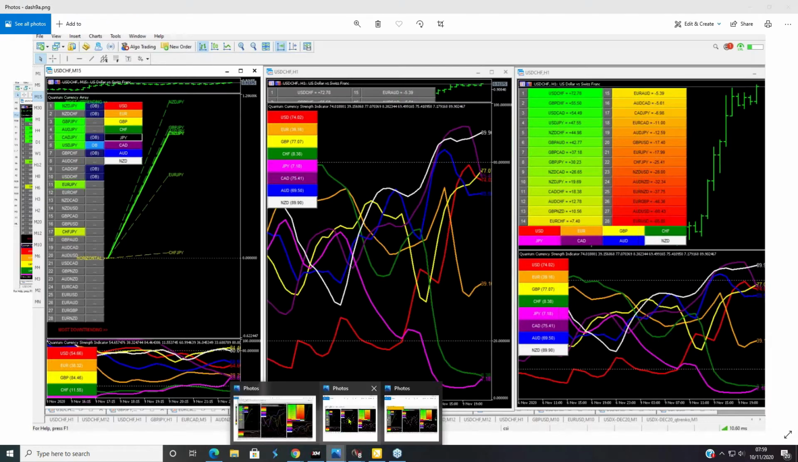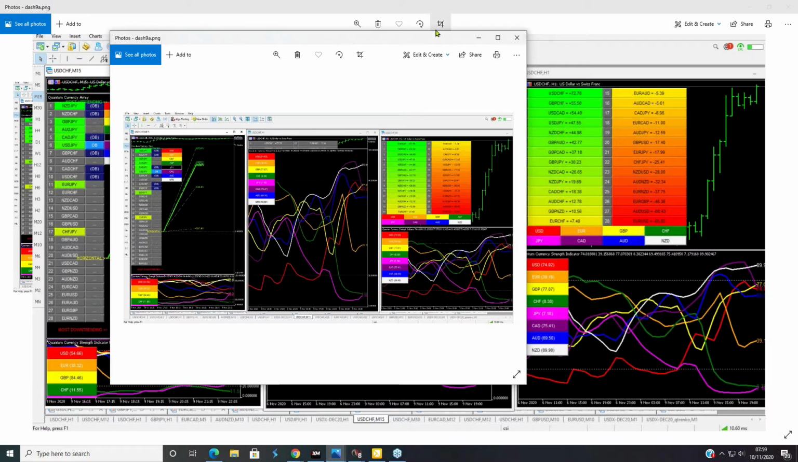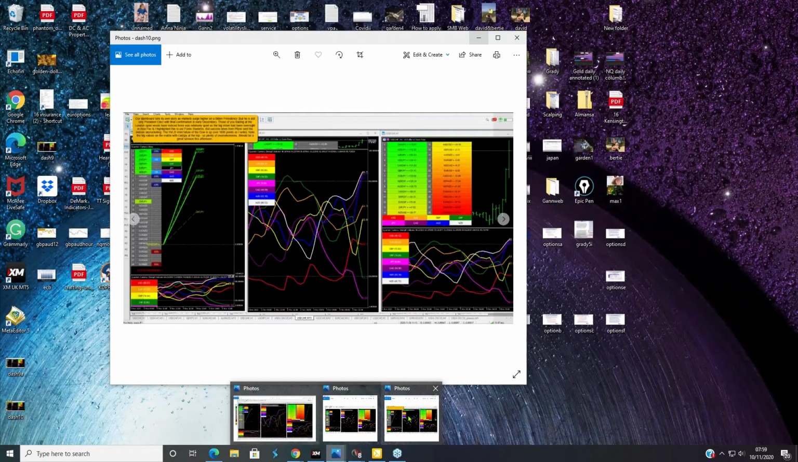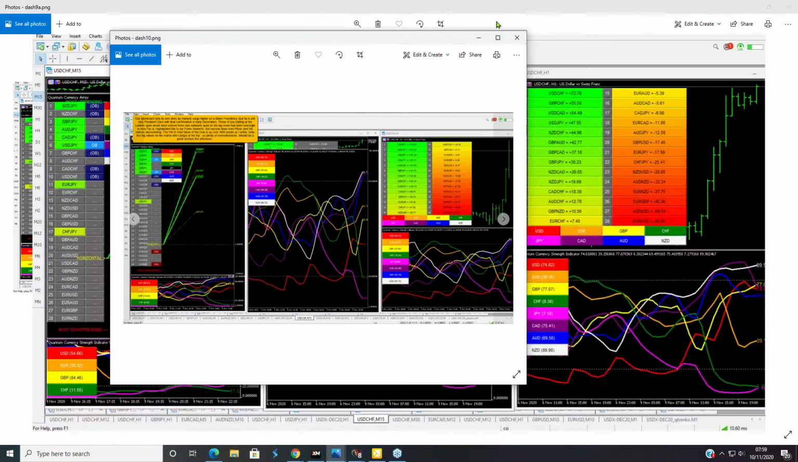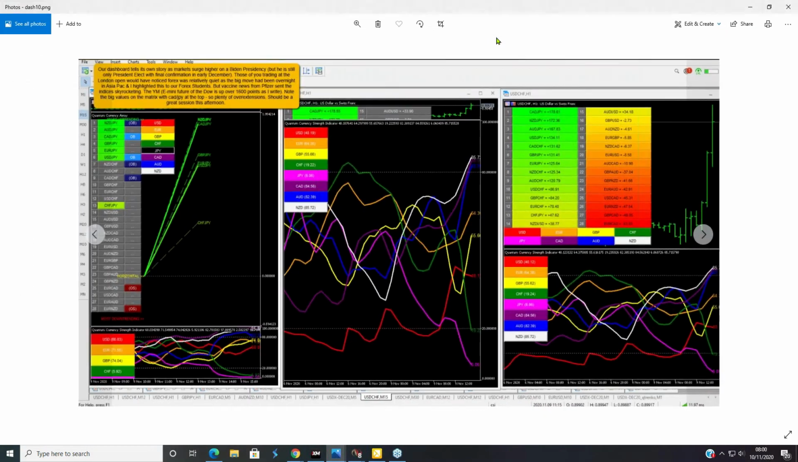Then, of course, we had the news about the vaccine. Let's find the right one. Let's have a look. This is that one. Yes, here we are. Then there was the explosion, as we all know. There had been, if you recall, overnight, a big move up in the indices.